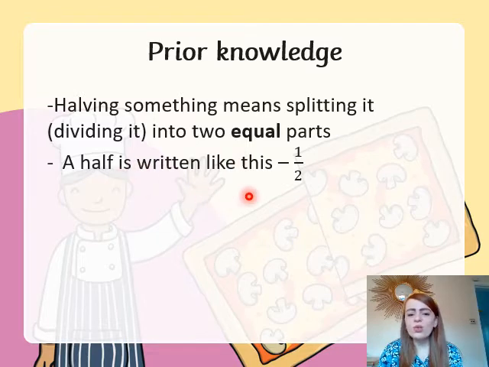And hopefully you also know that half is written like this, where you've got 1 on top and 2 on the bottom. And you might even remember that the number on top is called the numerator and the number on the bottom is called the denominator. But really we're going to go into that as well throughout the week.